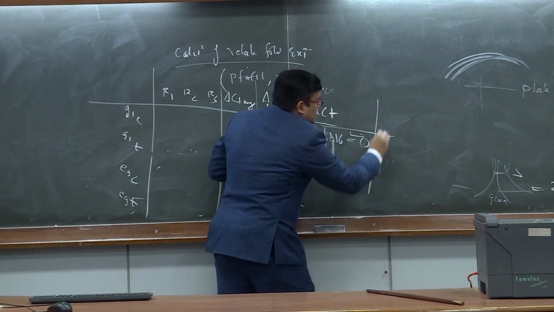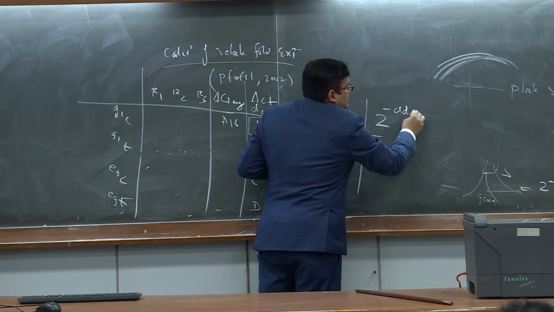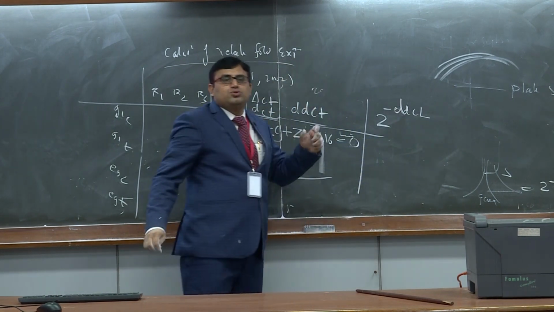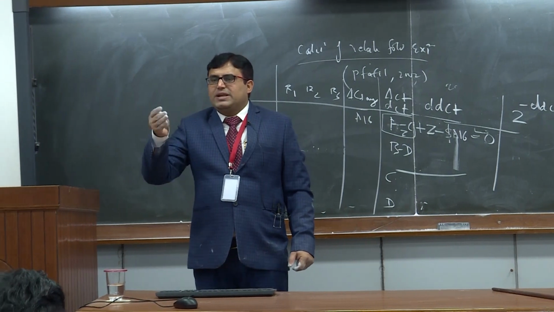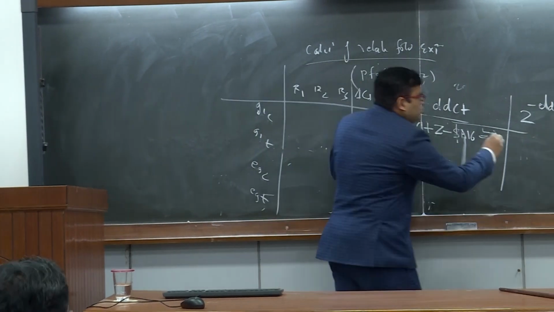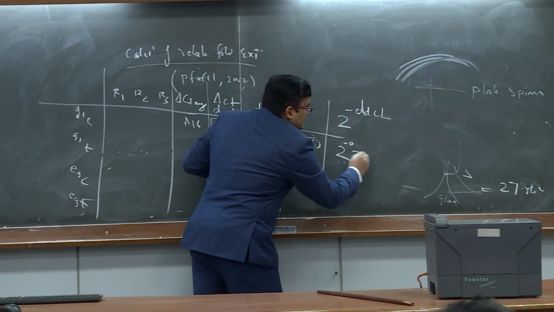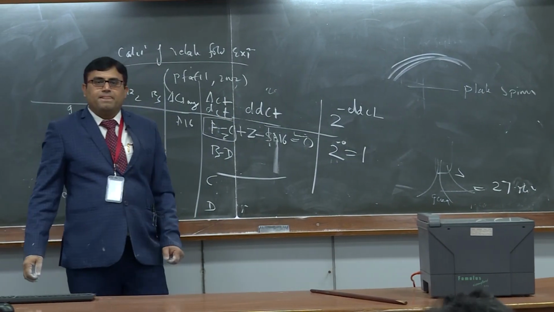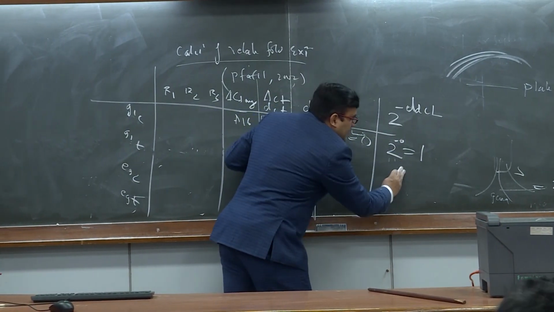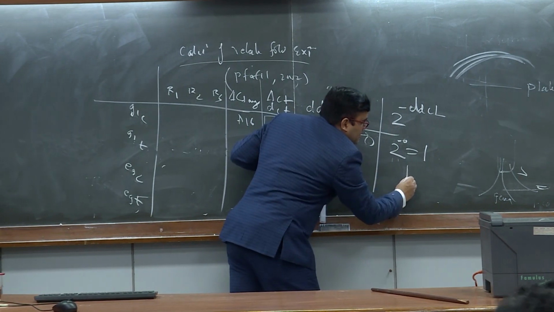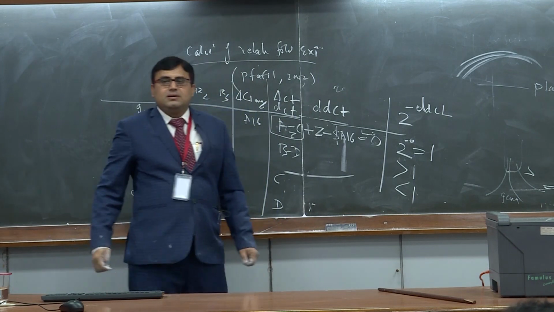And the last one is 2 to the power of minus DDCT value. The power function you can easily put in Excel. So 2 to the power of minus DDCT value for this one will be equal to 1. When you drag this, some values will come. They will be either more than 1 or less than 1.